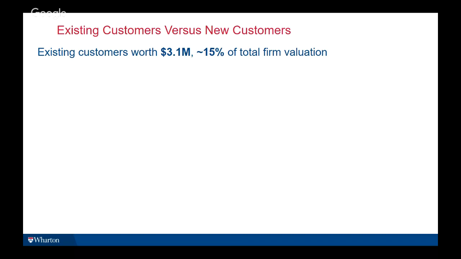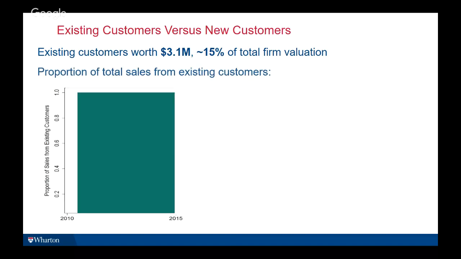So for this company, we estimated that about 15% of the overall valuation of the firm is going to come from existing customers. And this is on the small side, but this is what you'd expect from a young, rapidly growing subsidiary of a growing business. And one of the ways that we can better think about this is by thinking about the proportion of sales that are coming from existing customers versus yet to be acquired customers.